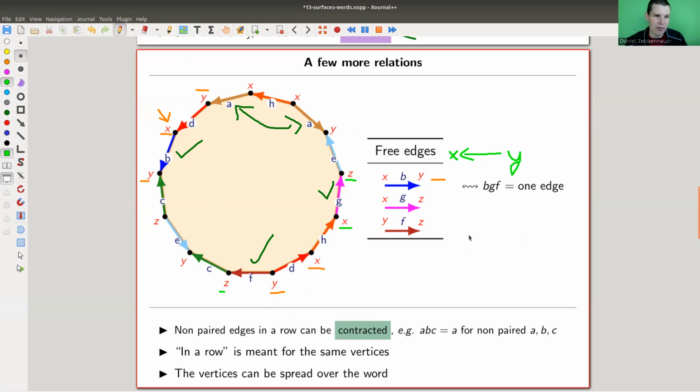So B goes from Y to X, all right, and G goes from X to Z, and F, let's say, goes from Z to Y. So secretly, all of these are the same vertex. They're just arranged strangely in the polygon. Okay, so let me say it again.